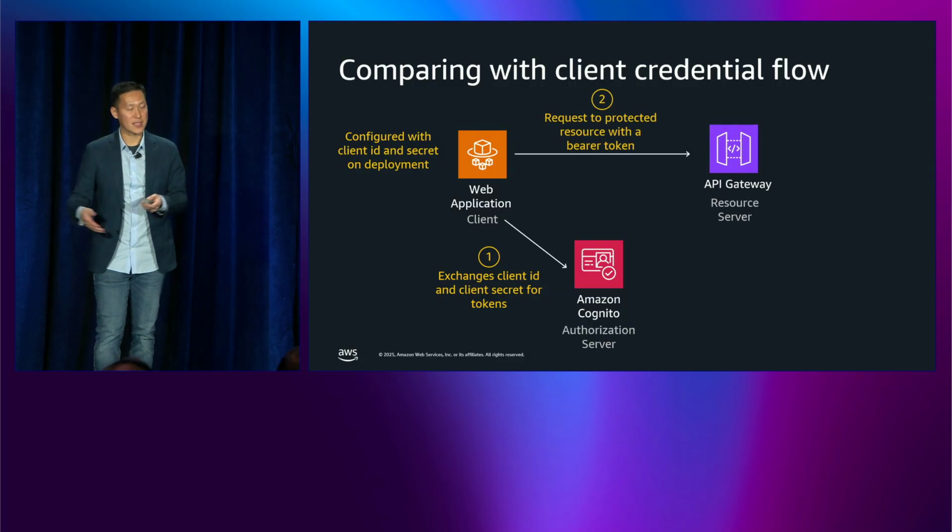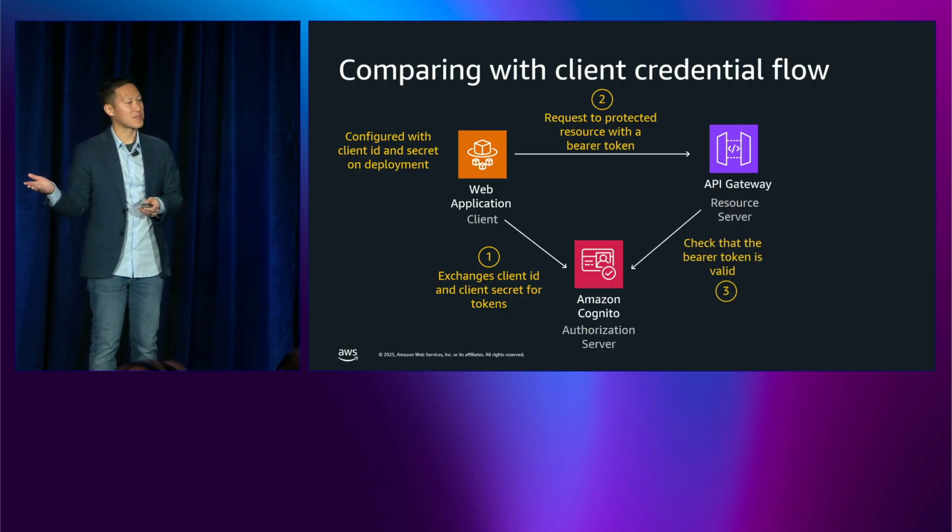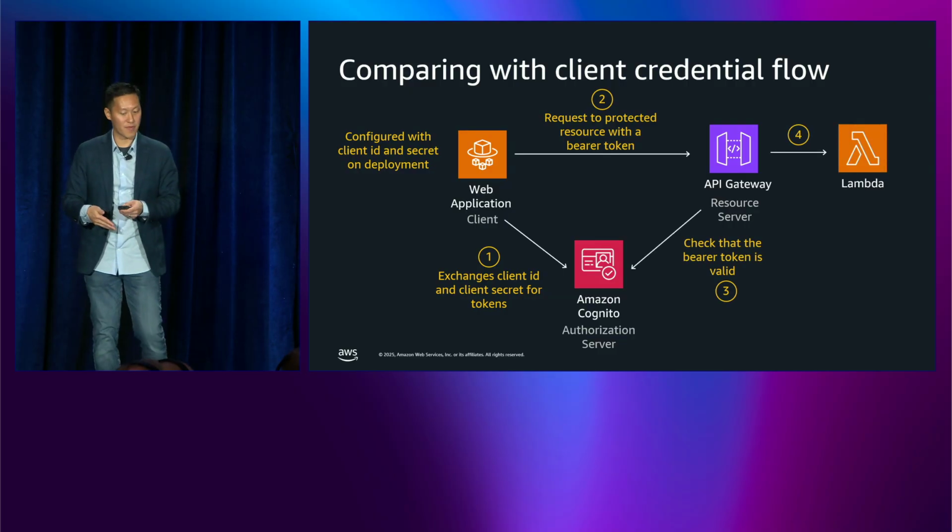So again, now we just do that same flow. We send maybe that bearer token along to API Gateway. It then goes and validates with your identity provider and then invokes your Lambda function.